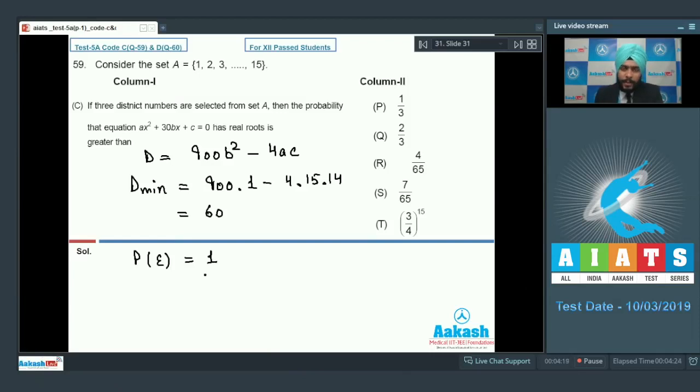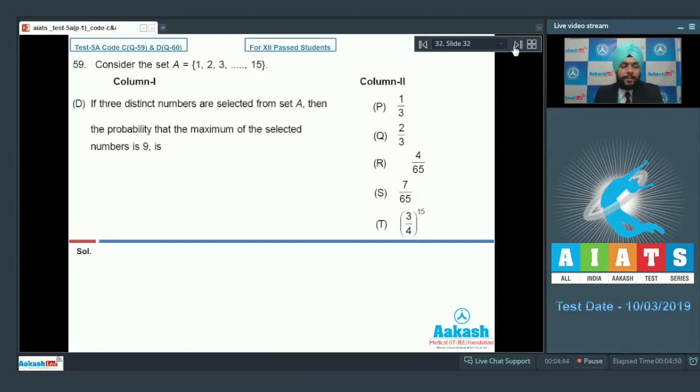जितने भी हम possible combination select करेंगे ABC के, हमेशा हमारे पास इस quadratic equation के real roots आएंगे क्योंकि discriminant हमेशा 60 से बड़ा है. So that means probability of this event is 1. It is greater than all the 5 options given in the column 2. So C part matches with PQRST, all 5 options. Let us move on to D part.